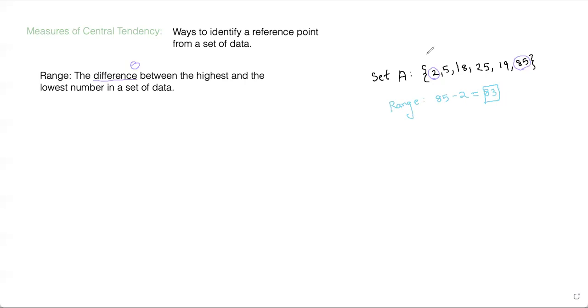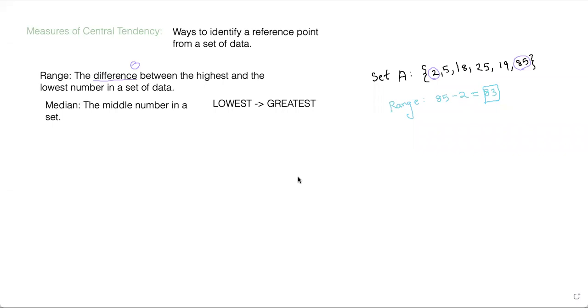Now moving on, let's go over what the median is. The median is the middle number when the numbers in a set are ordered from lowest to greatest. A really important part here is ordering your numbers when finding the median. Now I'll show you why that's so important.